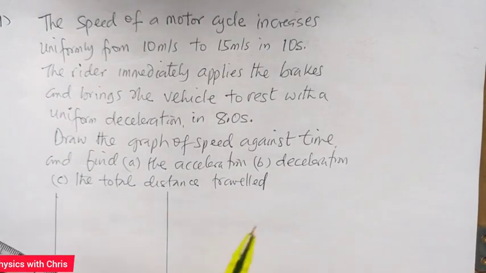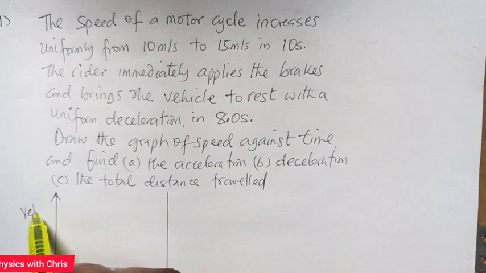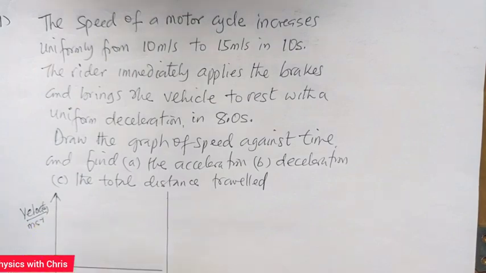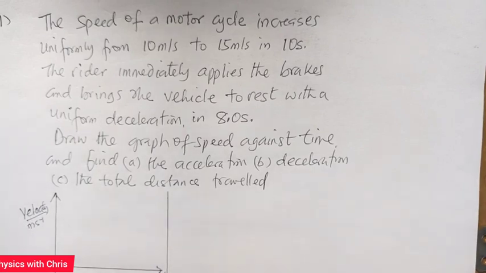We have this velocity-time graph. The velocity is represented on the y-axis in meters per second, and the time on the x-axis. Since the speed increases from 10 to 15, it means that this motorcycle did not start from rest.